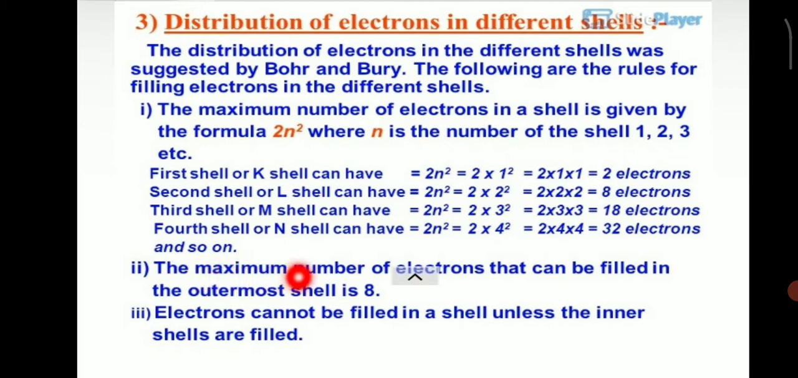So electrons cannot be filled in the shell unless the inner shells are filled.